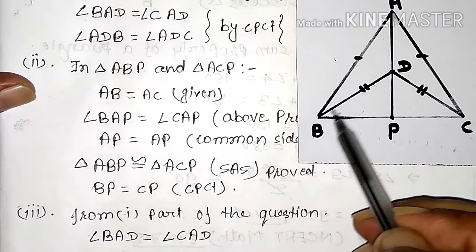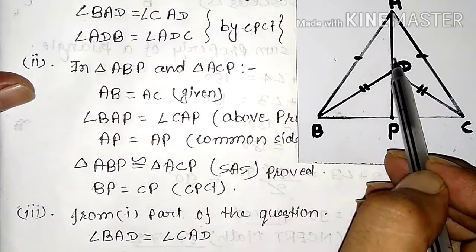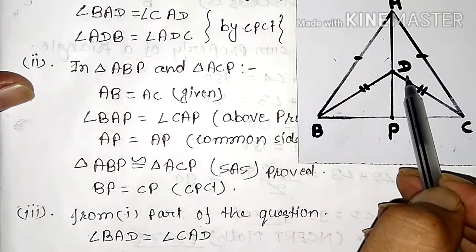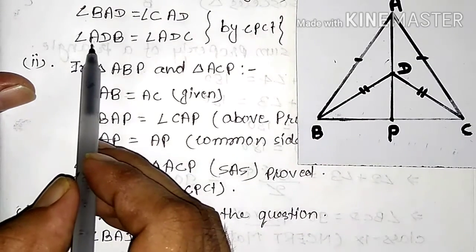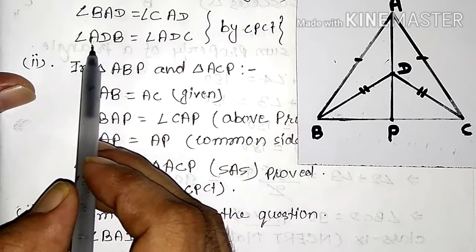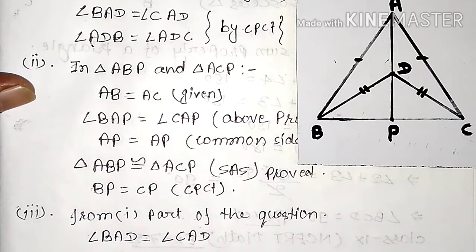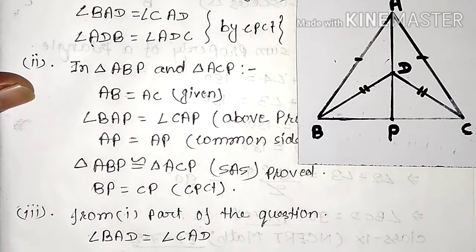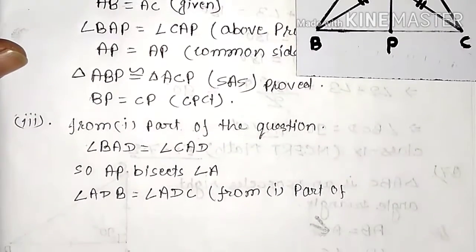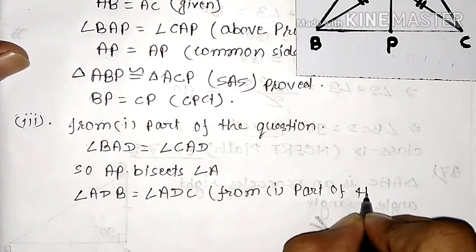ADB is equal to ADC. This angle is equal to this angle. It is given in the first part. We have already proved that in the first part this angle is equal to this angle, and so angle ADB is equal to angle ADC from the first part of the question.